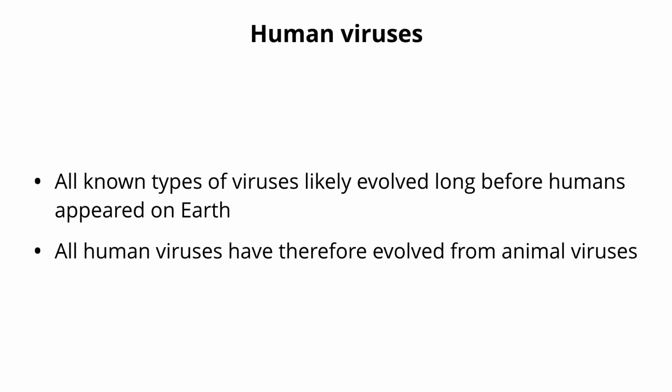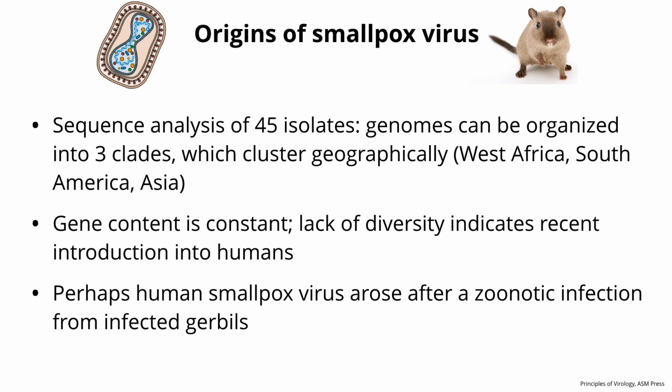So all of the viruses you have in you evolved from animal viruses. None of them were created de novo in us. So for example, smallpox virus sequence analysis suggests that smallpox arose from gerbils. Gerbils many years ago were carrying a related virus, and sequence analysis shows that it hasn't diversified much in people. So the idea is that it's a zoonotic infection, an infection we acquire from animals. Smallpox virus came initially from a gerbil and spread throughout the human population, causing enough death and destruction that we had to eradicate it a number of years ago.